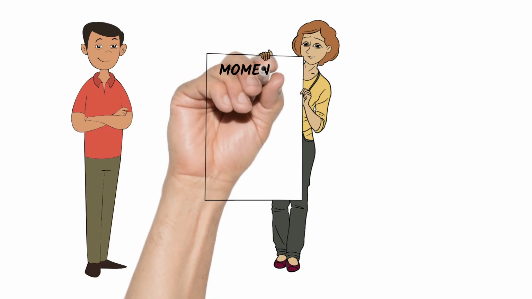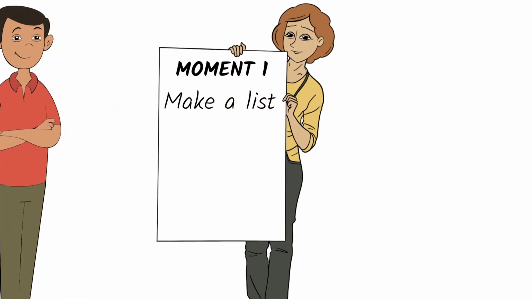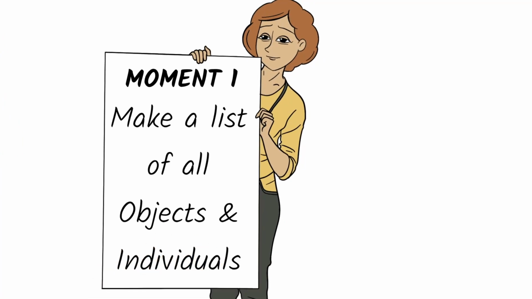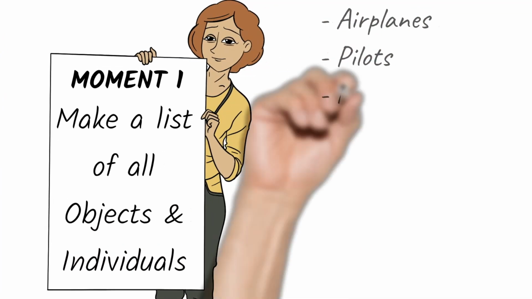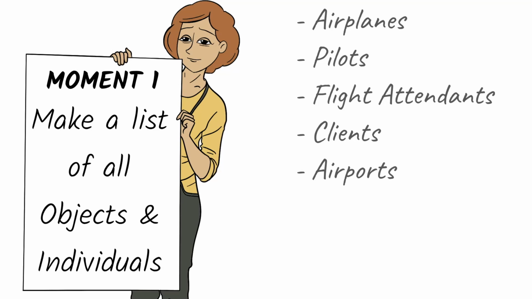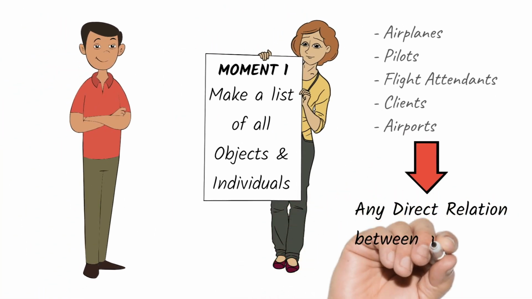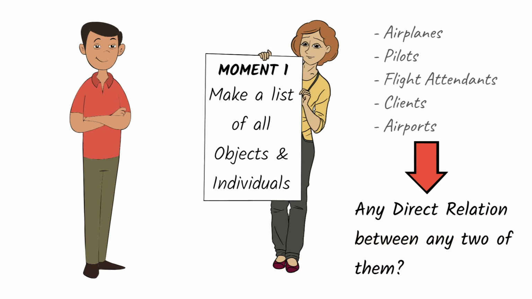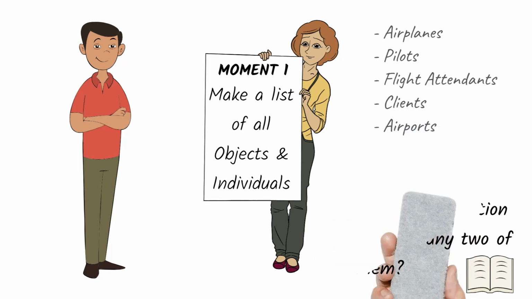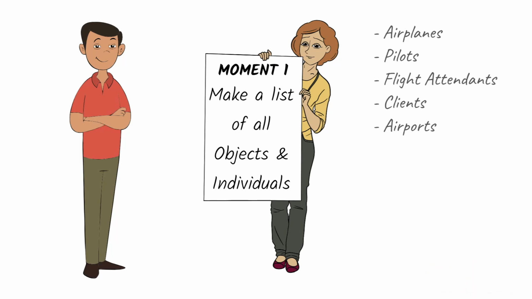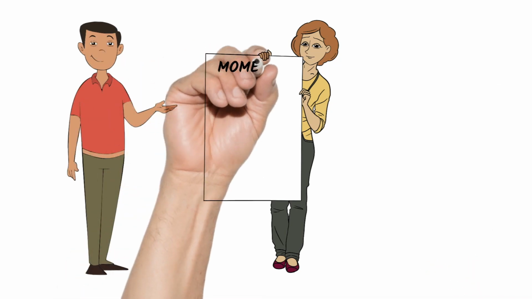We start focusing on moment 1. The first step is to make a list of objects and individuals. For example, airplanes, pilots, flight attendants, clients, and airports. Once we have that list, we must ask ourselves, is there any direct relation between those objects and individuals? A direct relation is of the kind author to book. No matter what happens, there will always be a relationship between them, for the sake of being a book. It may happen that we do not see any relation between the listed objects and individuals. No need to worry. We just continue to moment 2.